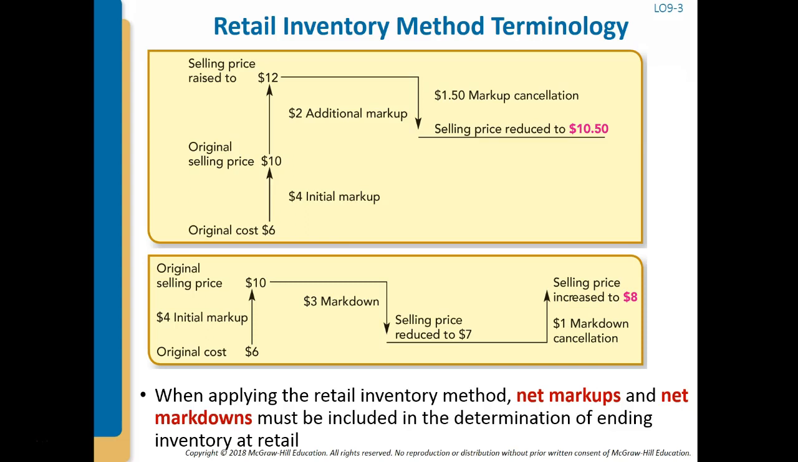Now let's say the selling price of the product purchased for $6 and initially marked up to $10 is reduced to $7. The markdown is $3. If the selling price is later increased to $8, the markdown cancellation is $1. The net effect of the change, the $3 minus the $1, is $2, which is the net markdown. The bottom illustration here depicts this possibility. Now, when applying the retail inventory method, net markups and net markdowns must be included in the determination of ending inventory at retail.